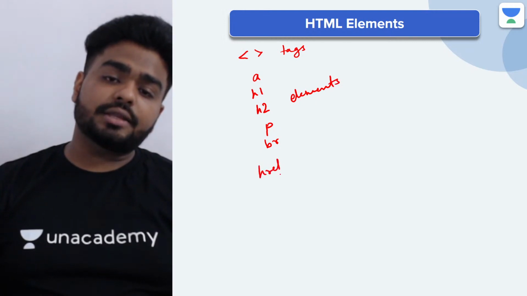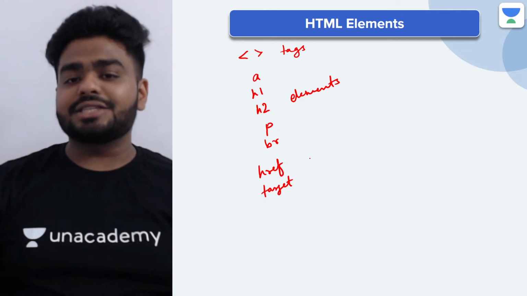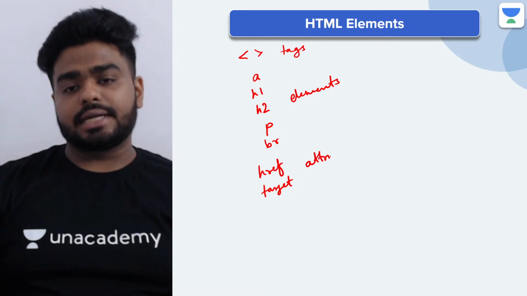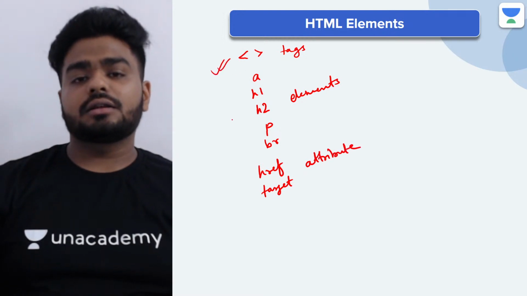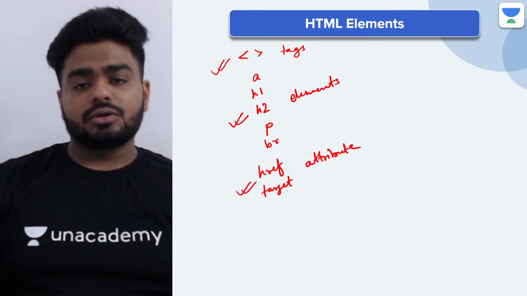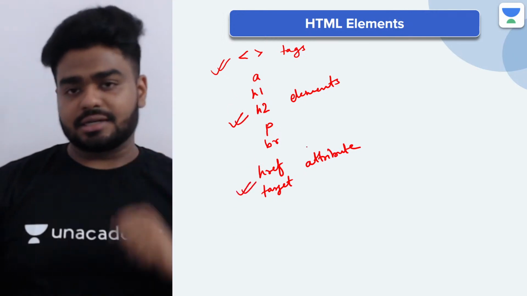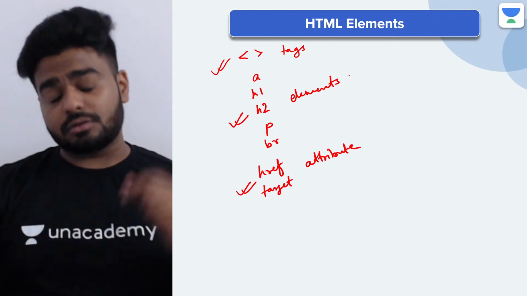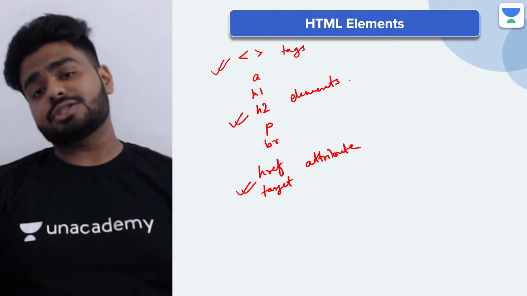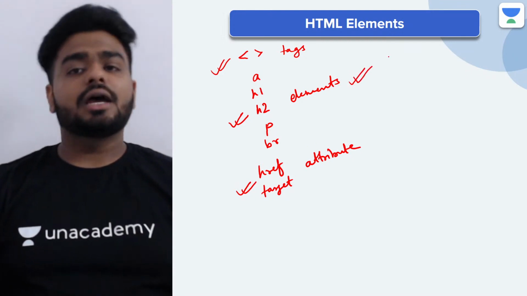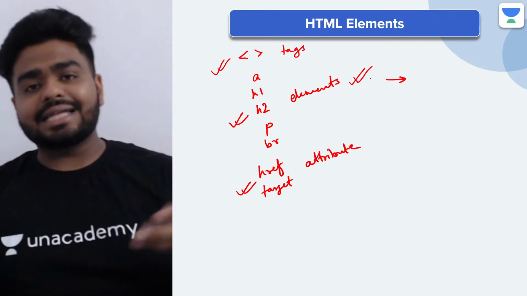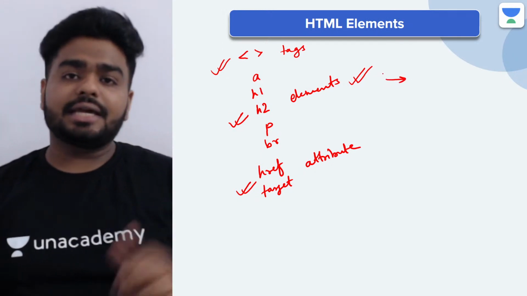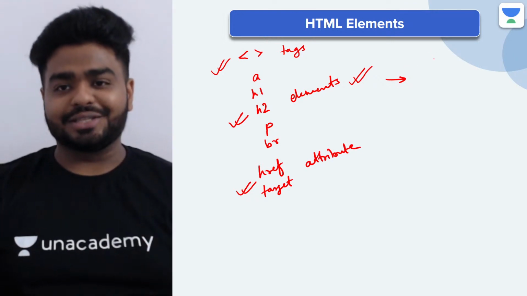Attributes are href, target. Meanwhile, we have seen these two, so I'm just writing these two right now, right? So these are three of the things which we have discussed. And the most important thing to discuss right now in this session is elements. Correct? So when you talk about elements, there are a lot of elements. As many tags, as many elements. I hope you're getting this.